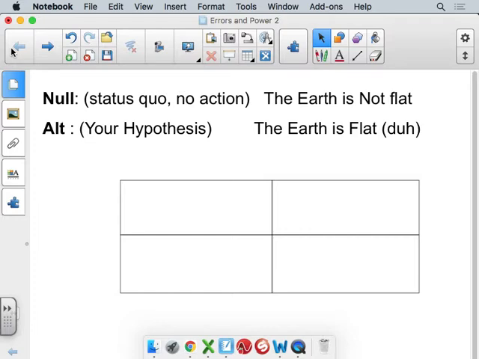This goes with hypothesis testing because when we're saying, oh, I have evidence for the alternative, or I do not have evidence for the alternative.